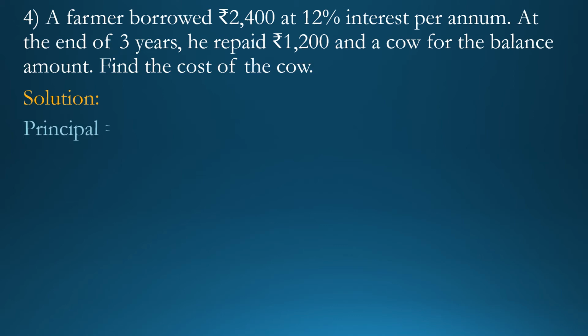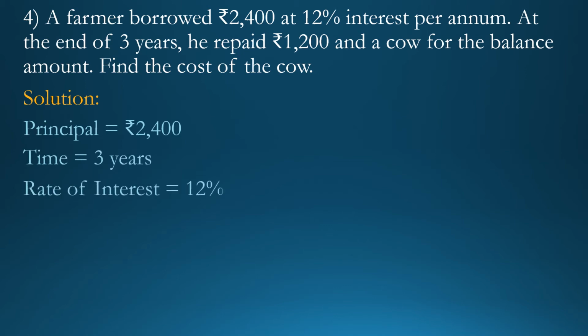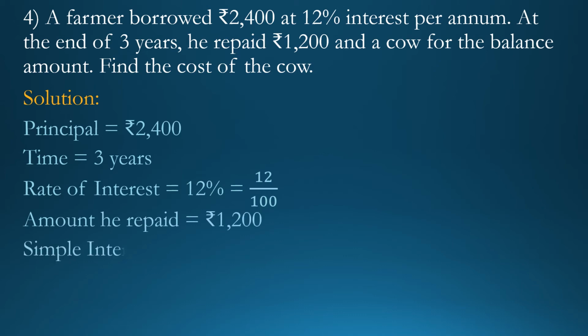Principal is equal to rupees 2,400. Time is equal to 3 years. And rate of interest is equal to 12%, and if we write it in fraction form, that is 12/100. And amount he repaid is equal to rupees 1,200. And simple interest we have to find out. And amount also we have to find out. And the cost of the cow is also to be found.